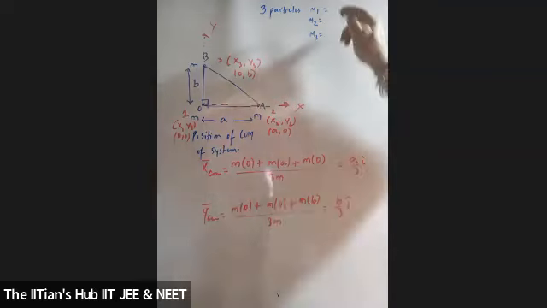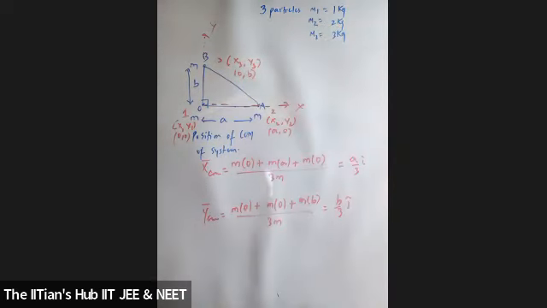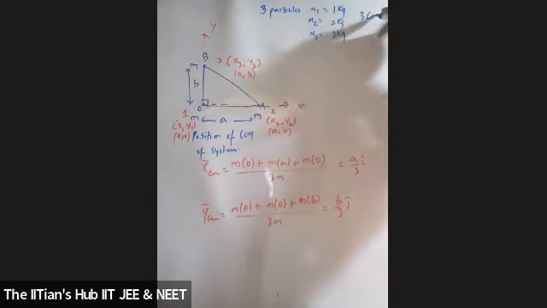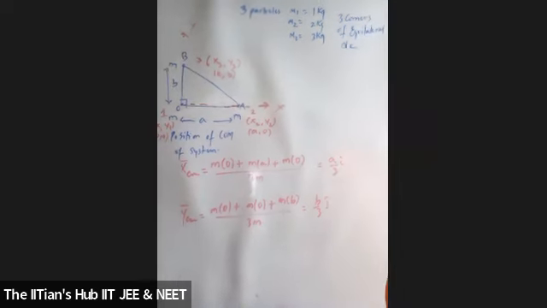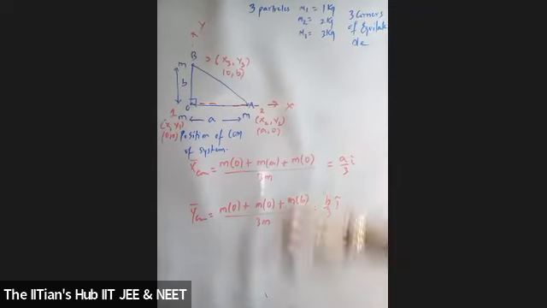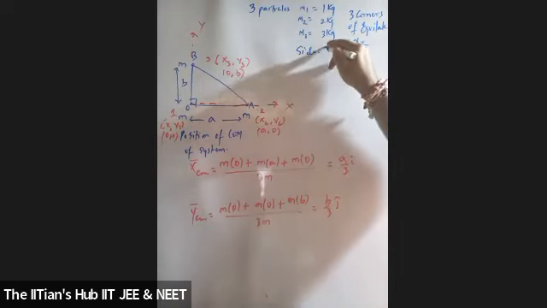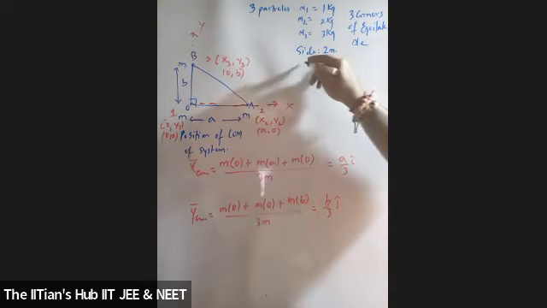1 kilogram, 2 kilogram, and 3 kilograms are placed at 3 corners of an equilateral triangle. Students, side is 2 meter. Find center of mass of the system.